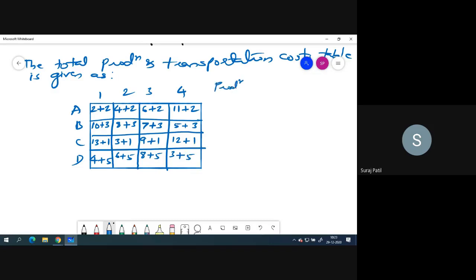The production capacity of each factory is mentioned and demand of each store has been mentioned. The production capacities are 50, 70, 30 and 50 units respectively. Similarly, the demand is 25, 35, 105 and 20 units. So this is the total production and transportation cost.